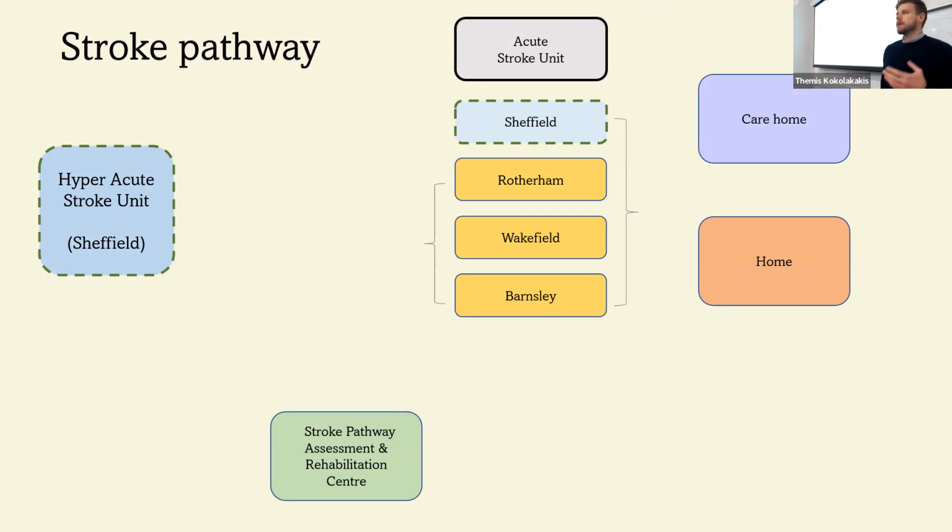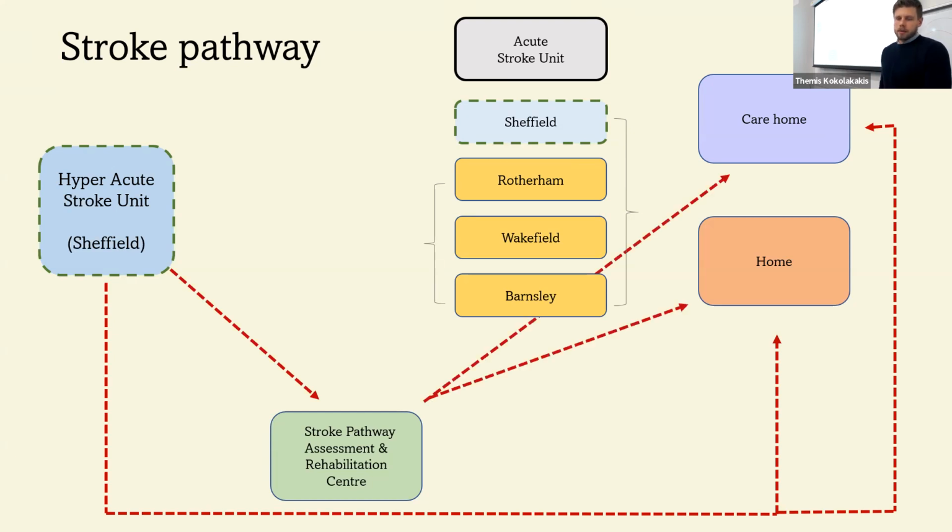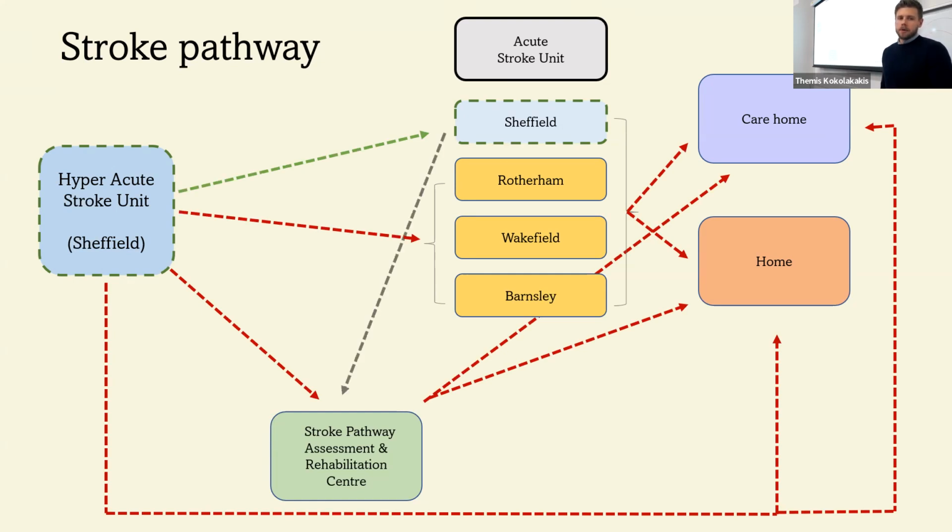But to be able to deliver 5 exercise sessions, we needed to be very selective of who we recruited. Some people went straight home or straight to a care home. Some people went to a local rehabilitation centre. Others subsequently went home or to a care home. Others went back to Rotherham, Wakefield or Barnsley. So we could only choose people that would be admitted to the acute stroke ward in Sheffield. But even then it was difficult because some people were then transferred to the local rehab centre.